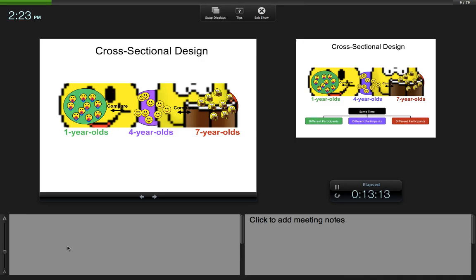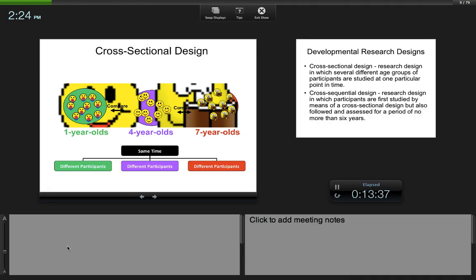In the longitudinal design, I had 1-year-olds, 4-year-olds, and the 7-year-olds. They were the exact same individuals, followed over time. Here I have 3 groups that I've collected data on at the exact same time. They're not the same kids, right? I have 1-year-olds, I have 4-year-olds, and I have 7-year-olds. You with me? So the cross-sectional design has different participants.